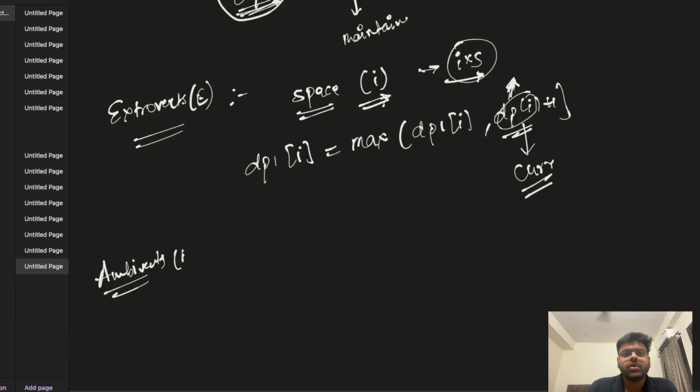Now if we talk about the ambiverts, for ambiverts we have both of the options open, so we'll take both of the options. Let me drive you through the code as well.